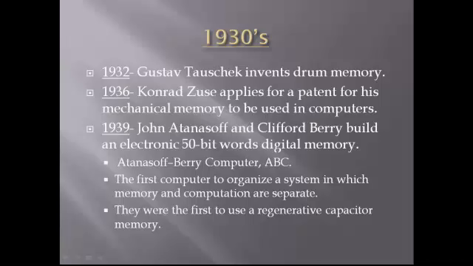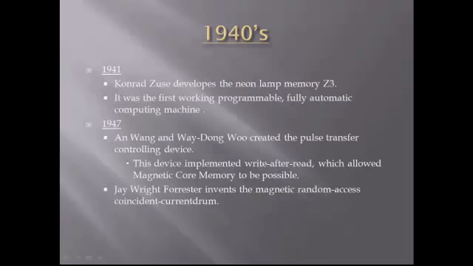And then John Atanasoff and Clifford Berry built an electronic 50-bit word digital memory computer in 1939 named the Atanasoff-Berry Computer, otherwise known as ABC. The first computer to organize a system in which memory and computations are separate. They were the first to use a regenerative capacitor memory. In 1941, Konrad Zuse developed the neon lamp memory Z3. The Z3 was the first working programmable, fully automatic computing machine.